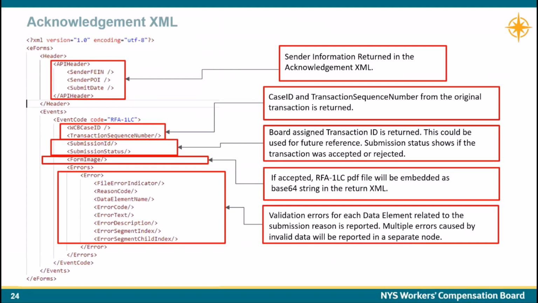If the transaction is accepted, then the acknowledgement will include a PDF embedded in there in the base 64 string format. If the transaction is rejected, it will contain the error as seen here. An error will contain the error code, the data element that caused the error, and the text description. If there are multiple errors, it will include the data element name and the error code of each data element that resulted in an error.